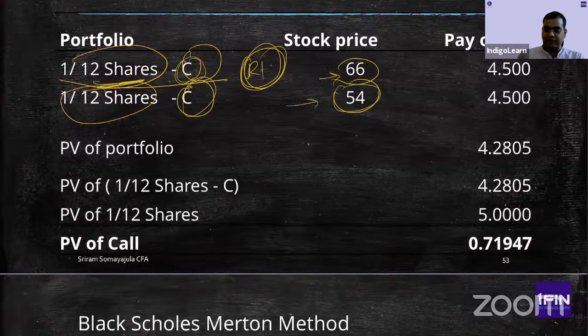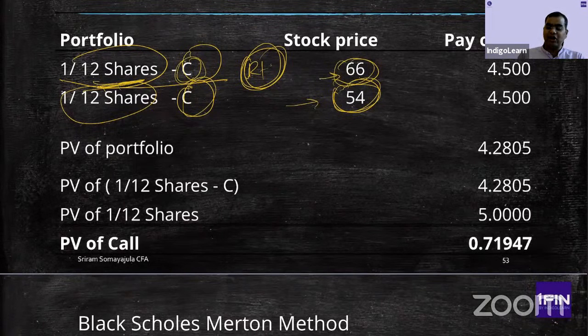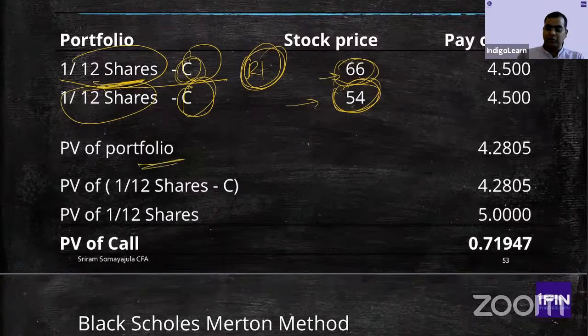It will have some payoff at 54. Both portfolios will have some present values. They will generate only a risk-free return, right? They will not generate a return that is higher than the risk-free return. So if that be the consideration, then what is the present value of this portfolio? You have to find out.